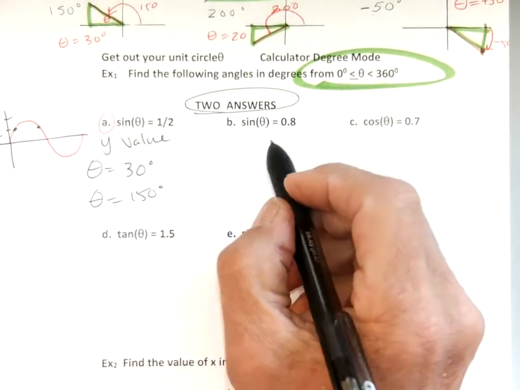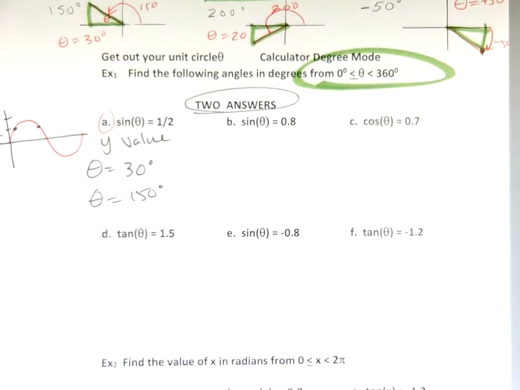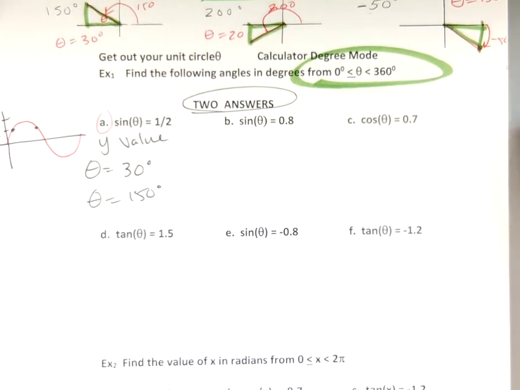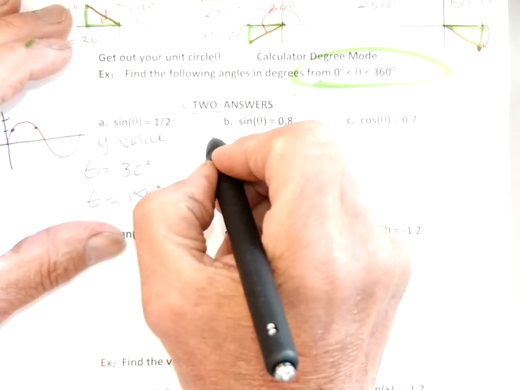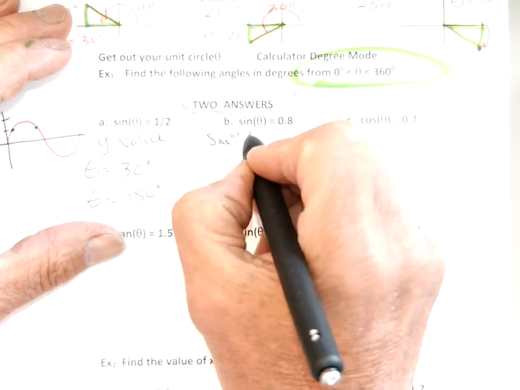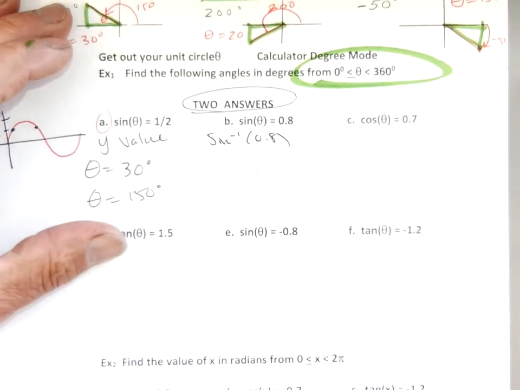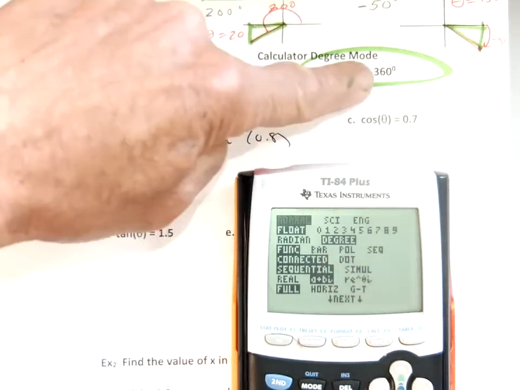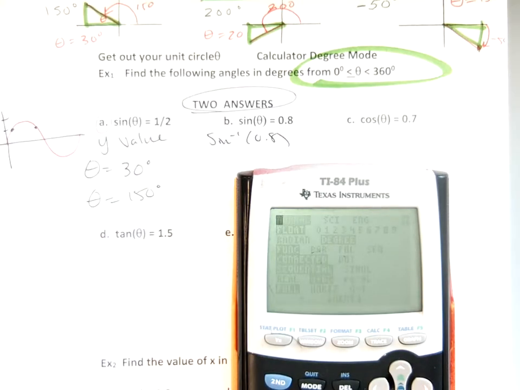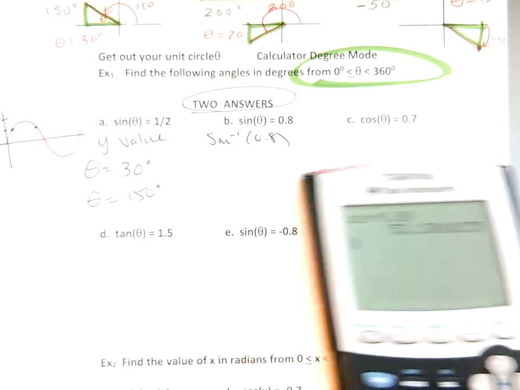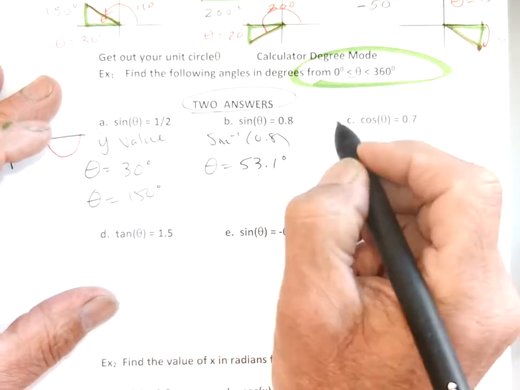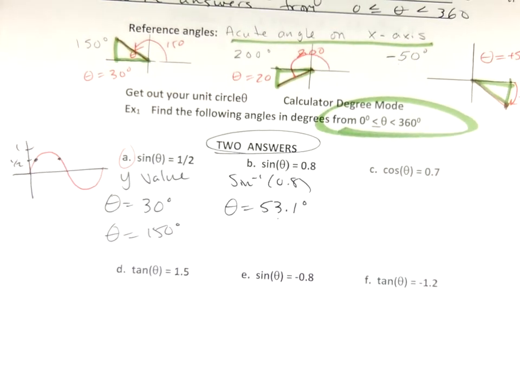Now, sine theta equals 0.8. Well, the bummer about sine of 0.8 is it's not on the circle. So what do we do? That's easy. We just use a calculator. Now, if we want to find the angle, of course, we've got to go sine inverse. So I'm going to go sine inverse of 0.8, okay? Make sure I'm in degree mode, right? Degree mode, all right? And I'm going to go sine inverse of 0.8, and I get an answer of 53.1 degrees.